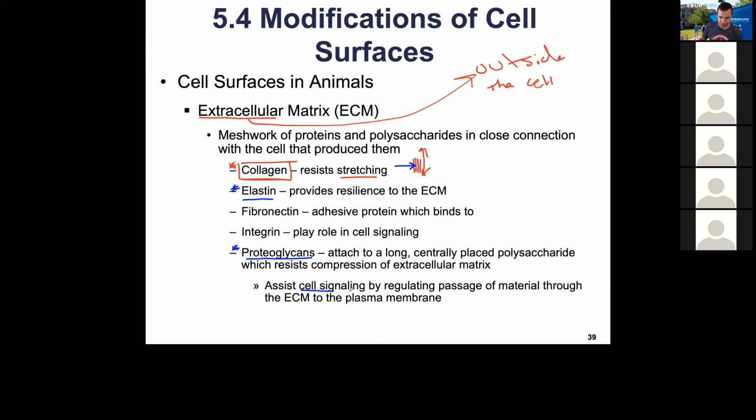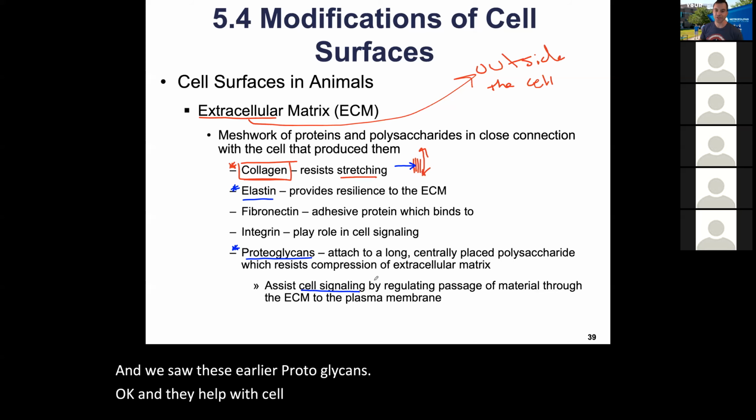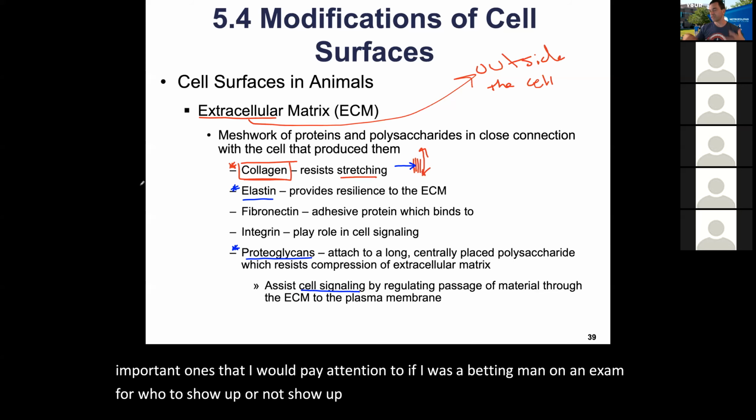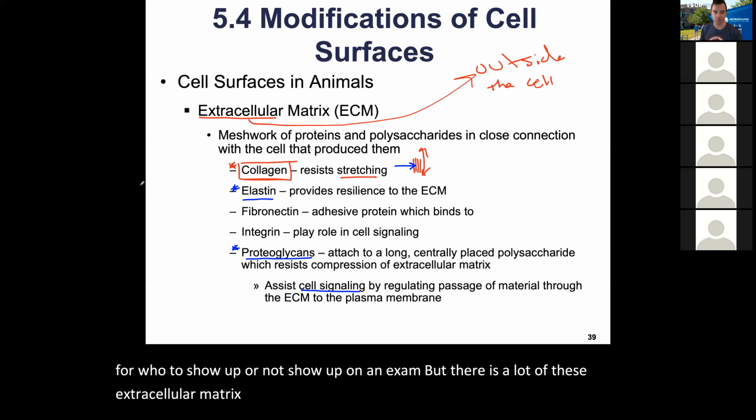And we saw these earlier, proteoglycans, okay, and they help with cell signaling. Okay, so those three guys, those are really the important ones that I would pay attention to if I was a betting man on an exam for who to show up or not show up on an exam. But there's a lot of these extracellular matrix components within the human body.